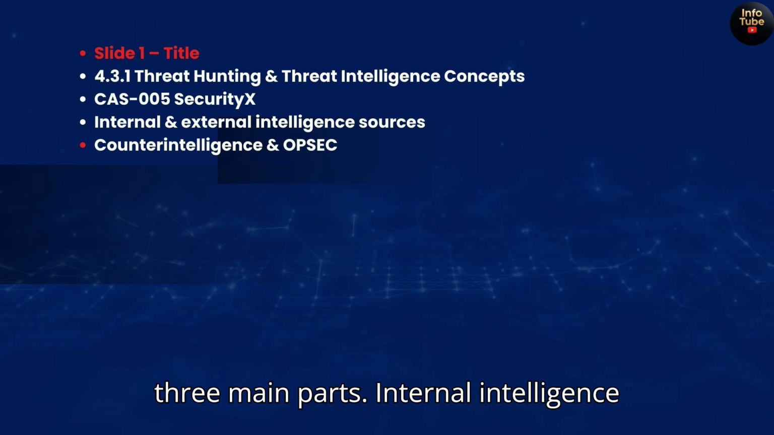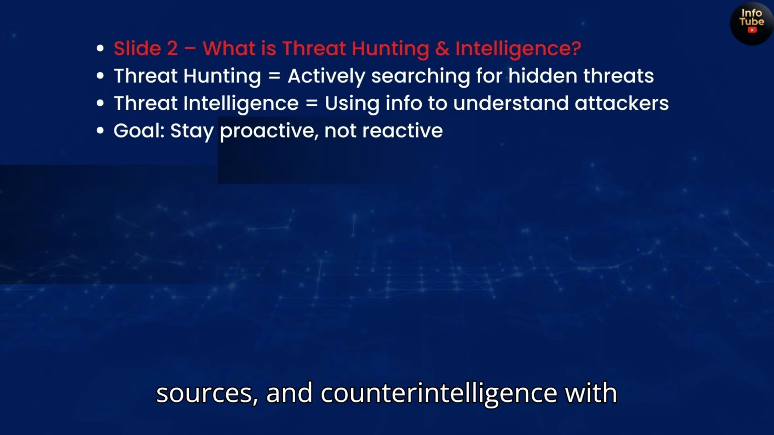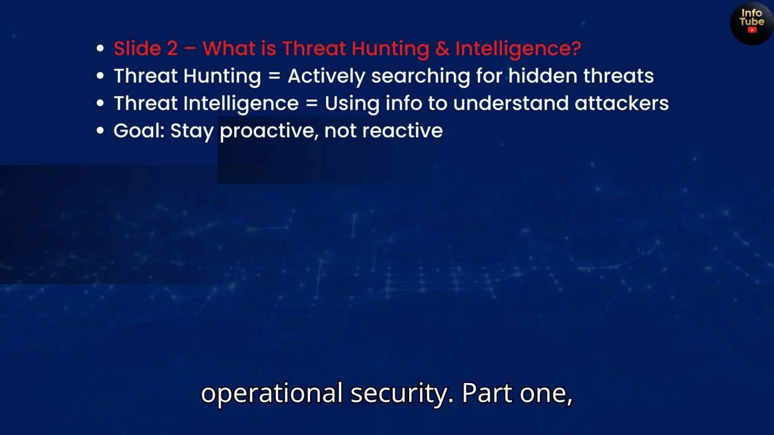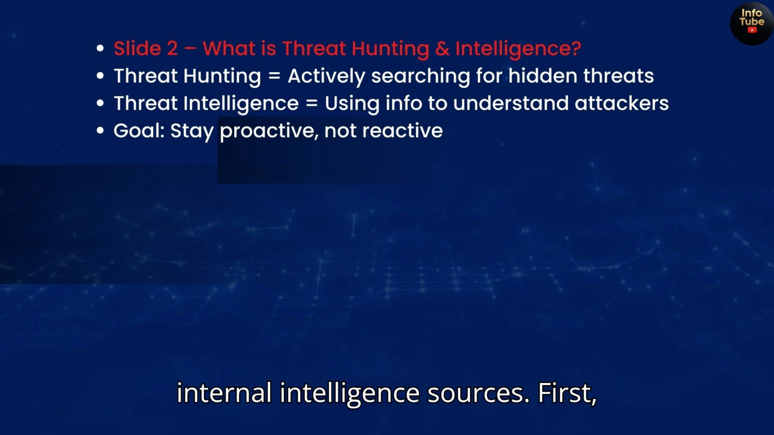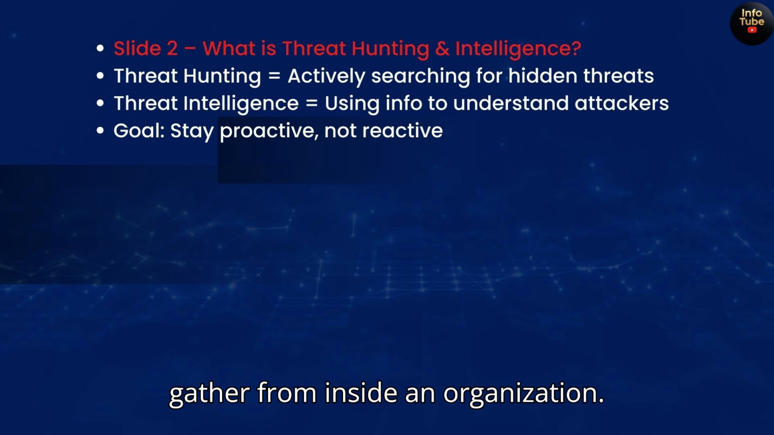Let's break this down into three main parts. Internal intelligence sources, external intelligence sources, and counterintelligence with operational security. Part 1. Internal intelligence sources. First, let's look at the information we can gather from inside an organization.